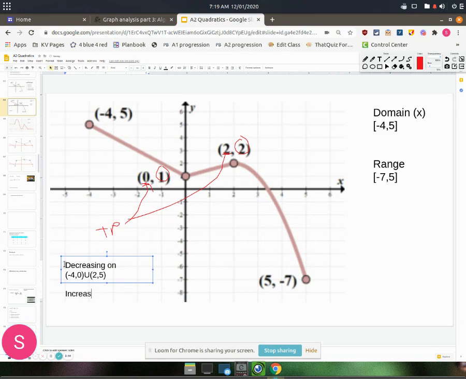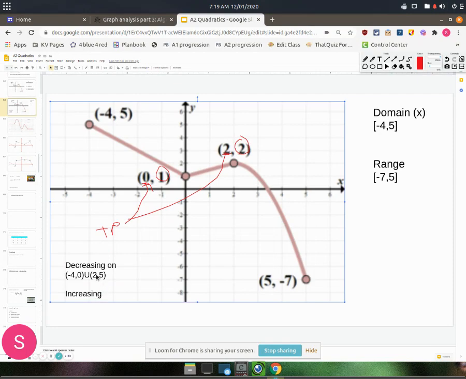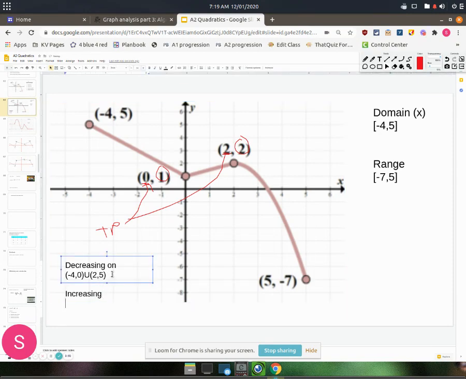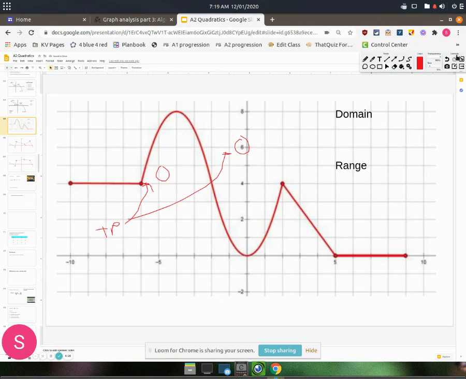And then increasing would be this one interval right here, which would be an x value of 0 and an x value of 2. So it's increasing from 0 to 2. Okay. On this picture right here, go ahead and try to figure out what the domain and range is, and go ahead and identify the turning points and relative min and max and interval of increase real quick. Give you a few seconds, you can pause.